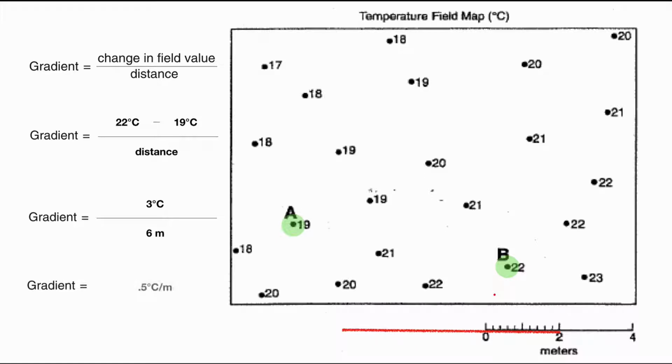So I use the straight line distance between the 2 points, and I bring it down to the scale at the bottom of the page, and I measured 6 meters. And I use the formula 3 divided by 6 to come up with a gradient of 0.5 degrees Celsius per each meter. And that would be my answer. Similar to rate of change, I have to make sure my units match what's in my numerator and what's in my denominator. That went really fast, so let's try another one.